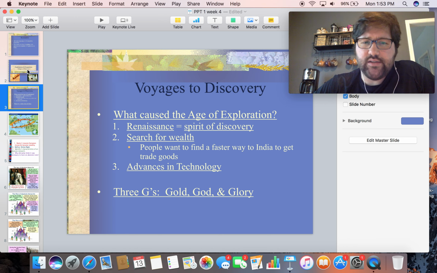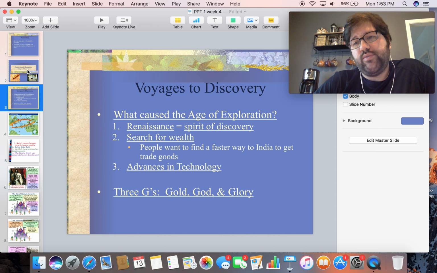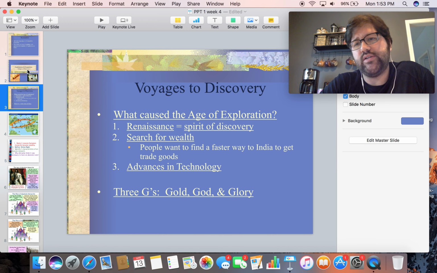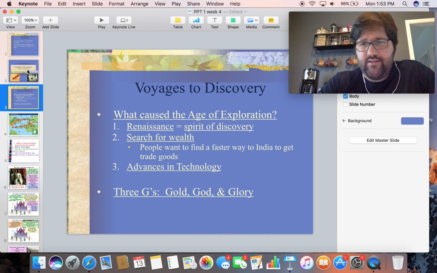We also see, for a lot of countries, it's going to be a search for wealth. People wanted to find a faster way to get to India to trade. A search for wealth both through trade, and we're also going to see a search for valuables like gold and silver. A faster way to get to India for trade, right? A way to get to Asia for spices and goods, silks, porcelains, things that they didn't really have much access to in Europe.